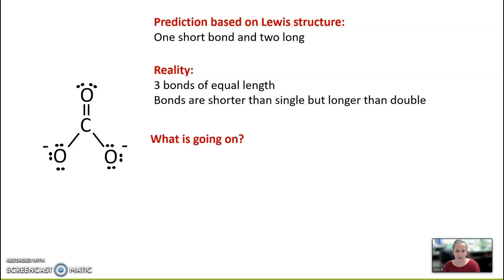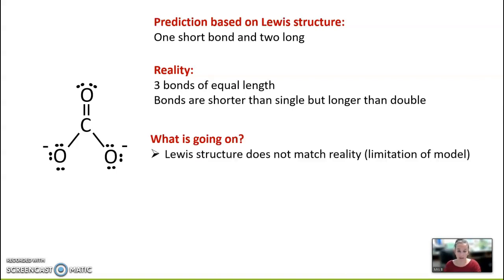So what is going on here? Well, first of all, obviously, the Lewis structure does not match reality. We have a limitation of the model, and anytime we're using a model, there's usually some degree of limitation to it. This is one of the limitations of Lewis structures: for some molecules and polyatomic ions, the prediction doesn't match reality. So we don't have a double bond and two single bonds. There's something more going on.